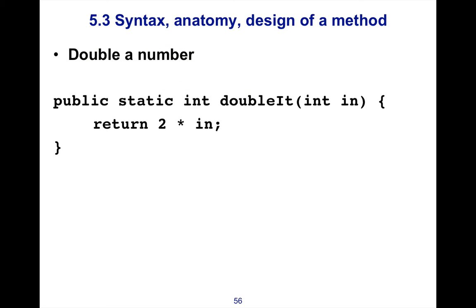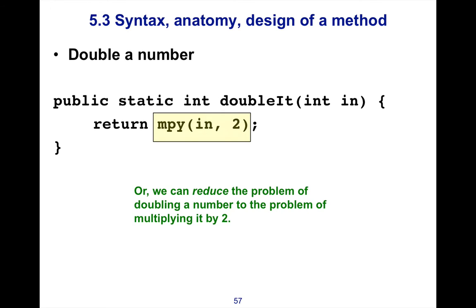So here we see a method for doubling an integer. And it just takes in one parameter. And we could return 2 times that parameter as the realization of the method. Or we can use another important principle in computer science, namely reduction, where we take a problem we already have a solution to, and we use it to solve a new problem.